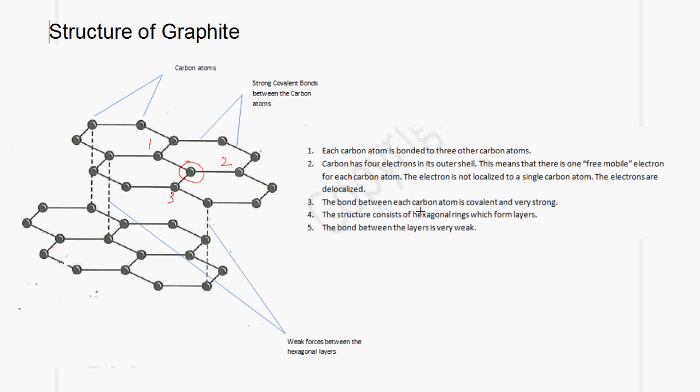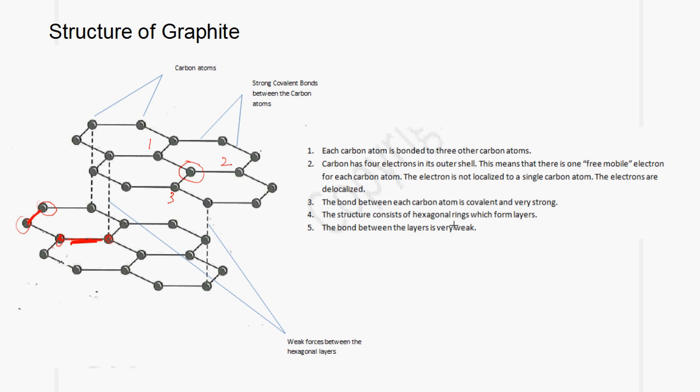The bond between each carbon atom is covalent and very strong. So what we are saying is that between a carbon and a carbon, there is a strong covalent bond here. So let's say this carbon and this carbon, this represents a covalent bond, and it is very strong.